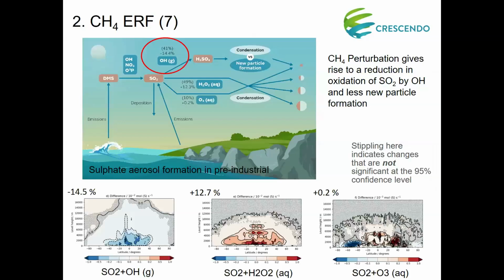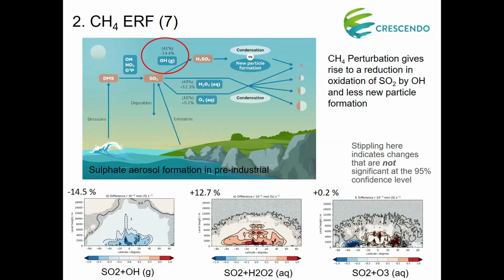So I've done a complete secondary aerosol budget analysis. And here I'm showing the results from sulfate aerosol. This schematic is representing how sulfate aerosol is formed in the pre-industrial atmosphere. And then we implement a perturbation of methane concentration in this pre-industrial atmosphere, and the oxidant distributions change within the troposphere. What this does is that it alters the relative contributions of the different oxidation pathways of SO2. So we still end up oxidizing the same amount of SO2 when we add a methane perturbation, but the relative contributions of the different pathways change.